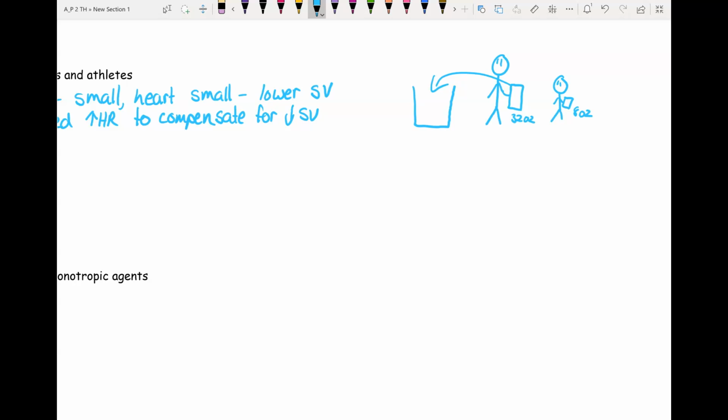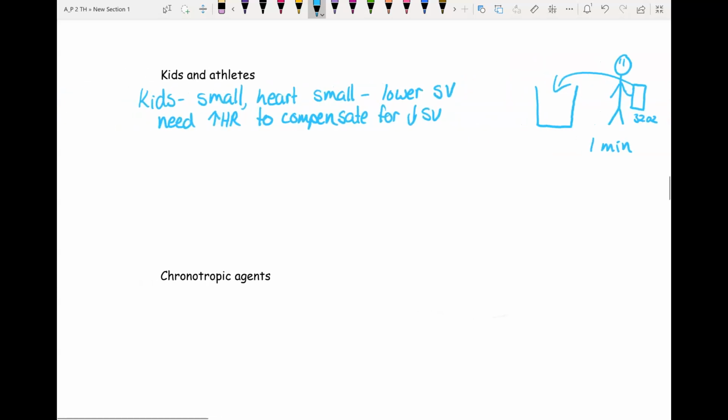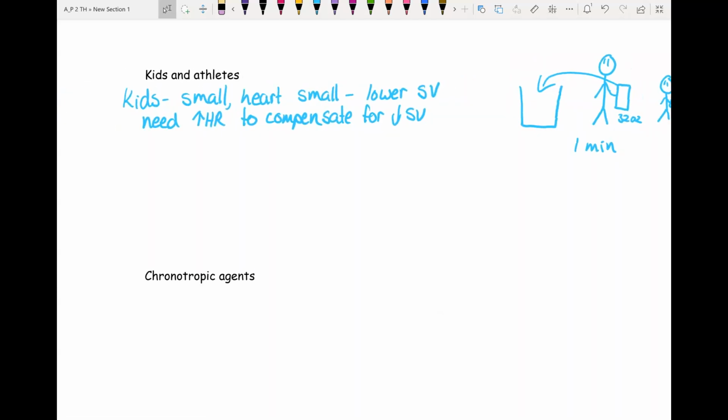Now let's say that I give you 1 minute. So you have to have this bucket full in 1 minute. Well, you can walk nice and slow, take your time. The kid, however, is going to have to run back and forth really fast in order to get that bucket full in 1 minute. So kids have higher heart rates. For a child, a resting heart rate is in the hundreds.